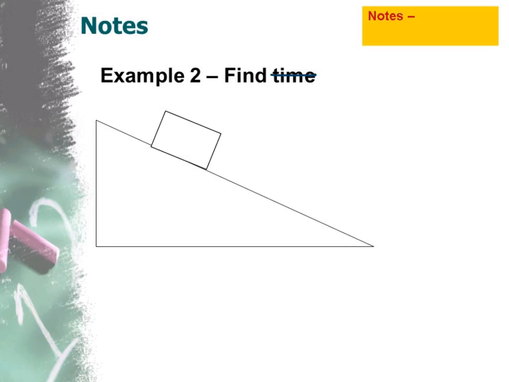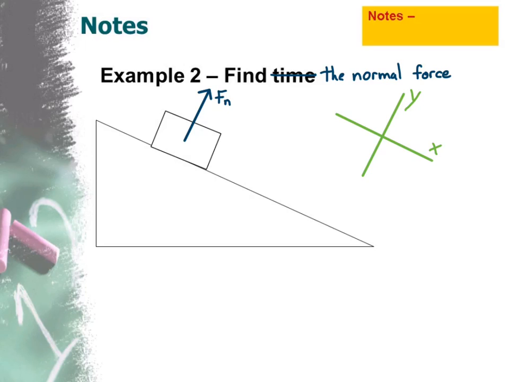Okay, now for our second example, let's find the normal force. So let's say we want to find the normal force that this surface exerts on this block right here. So let's draw our modified coordinate system. Let's draw our normal force, which is always perpendicular to the surface.